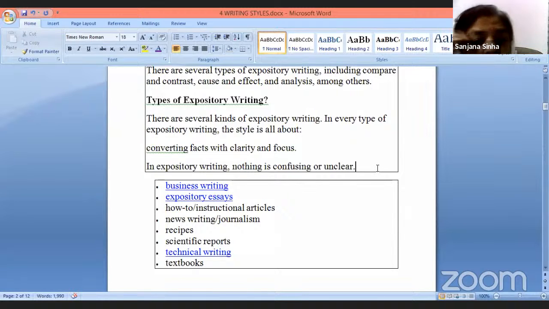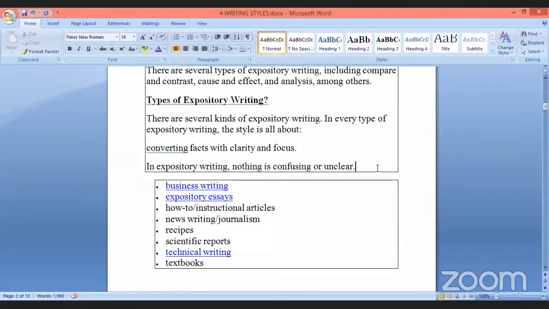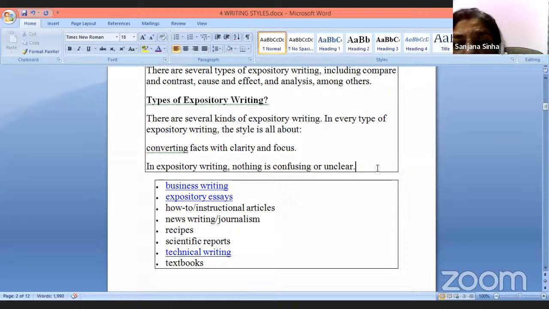I have deleted the word great. In expository writing, nothing is confusing or unclear. It means everything should be clear cut. Clarity counts. In the 7 C's of communication, clarity is something which is of great importance.